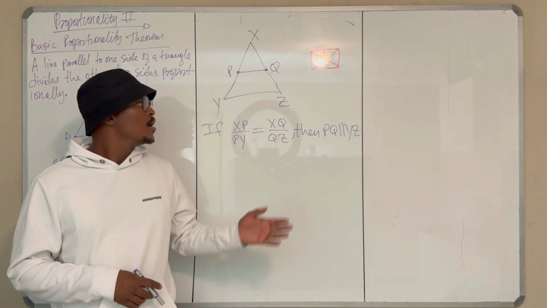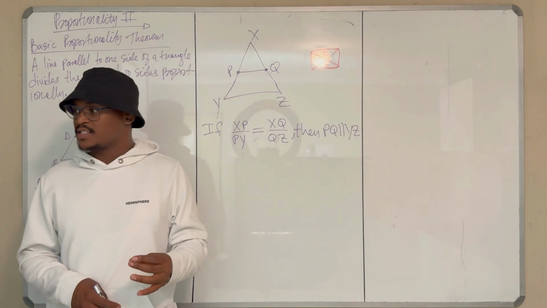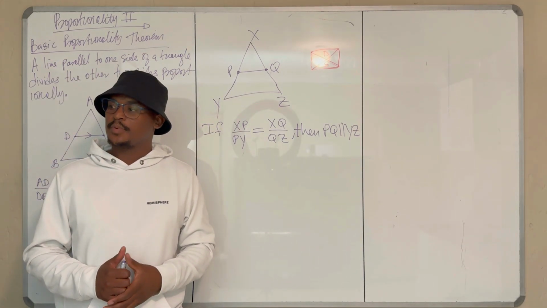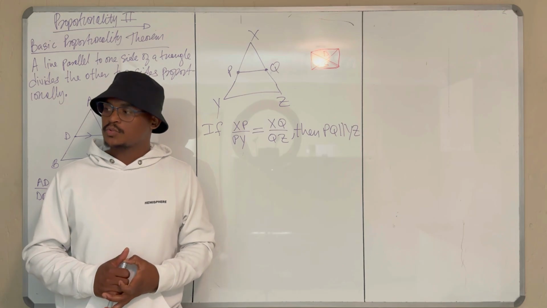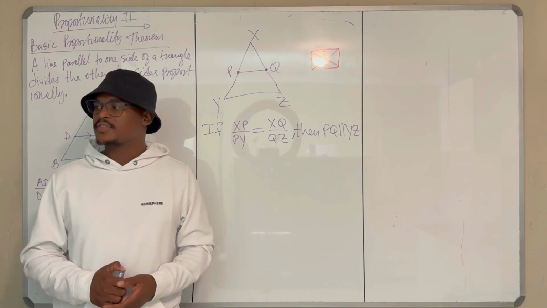So what I'm going to do is clean the board and write the statement of the converse, and then we'll try to prove the converse of the proportionality theorem. So let's clean the board and write the statement, and then get on with the proofs and the outcomes of that.